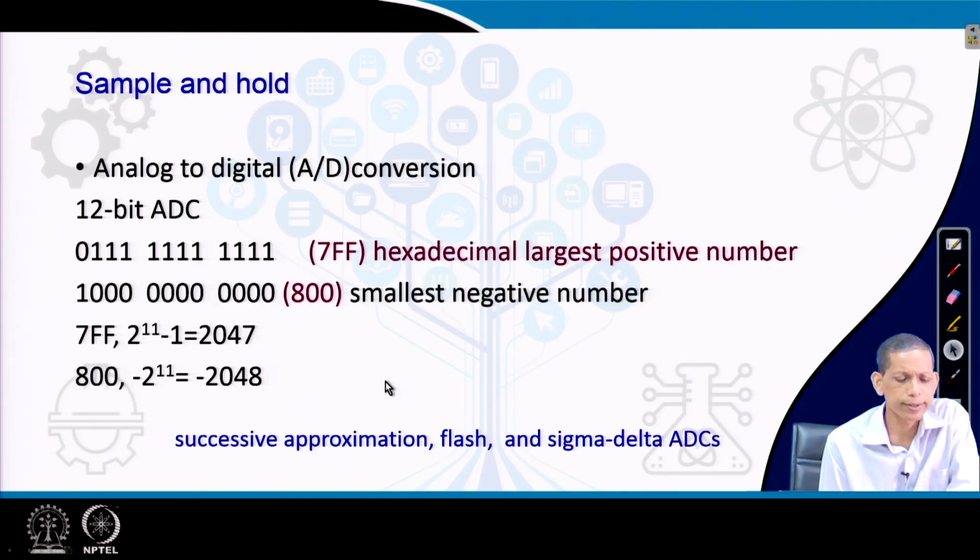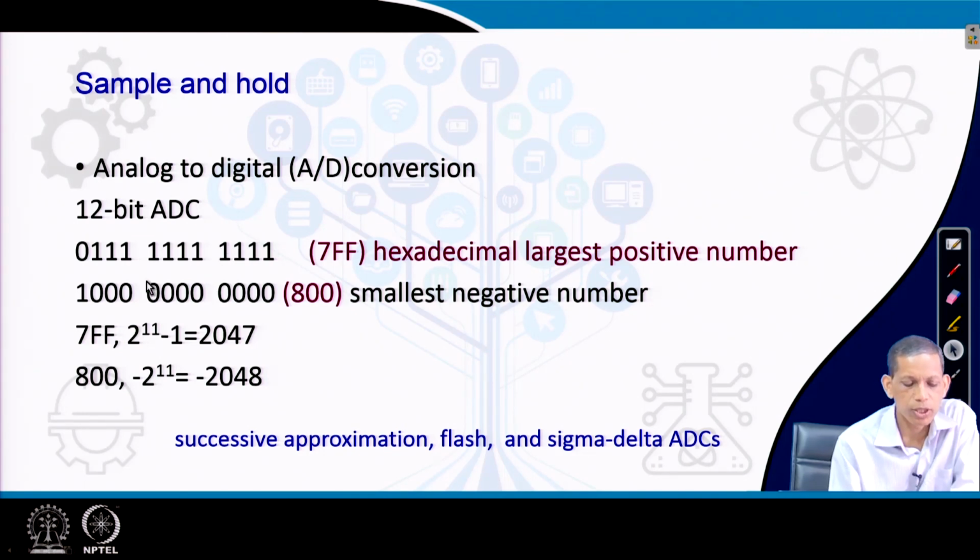Now, come to the analog to digital conversion process, the sample and hold circuits. What is being done? See here an example. Let us say the relay is having a 12 bit ADC, analog to digital conversion process through this ADC. For this, we can express the 12 bits in this format.